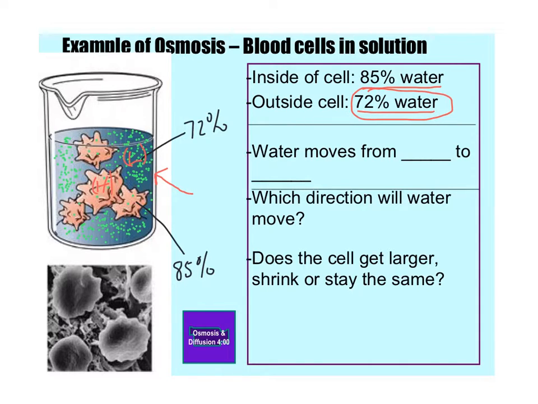So in this case, even though the green dots, the salt, are going to want to move in, the water in this case is going to want to move out of the cell. From high concentration of water to low concentration of water. So water is going to move out of the cells. So is the cell going to get larger, shrink, or stay the same? In this case, you can see those cells, they will shrink.